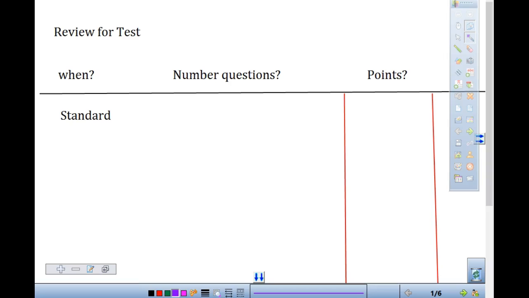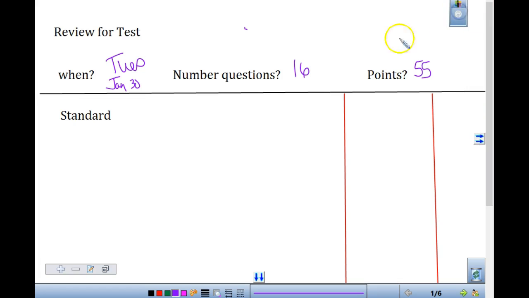You want to put down that our test is going to be Tuesday of next week. So when is our test? No, not yet. Tuesday. What day is that on? That will be on the 30th, January 30th. There are 16 questions worth 55 points. Okay? So, test is January 30th, 16 questions, 55 points.